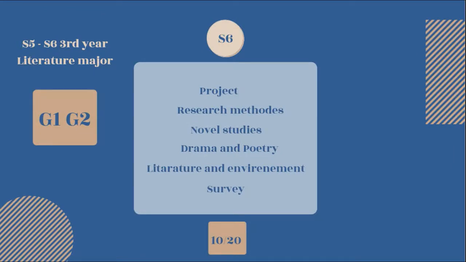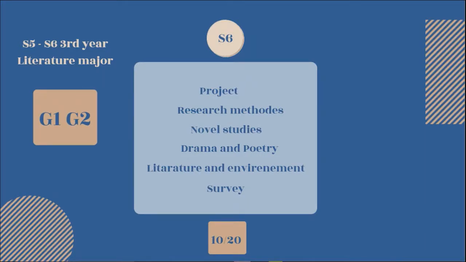Because the number of students in literature is more than the number of students in linguistics, they divide this major into two groups. So you will study the same thing but in different groups. For example, one group will study research methods and environment in the morning, and the other group will study the same thing the next morning, for example. Okay, so the same program, just different groups.